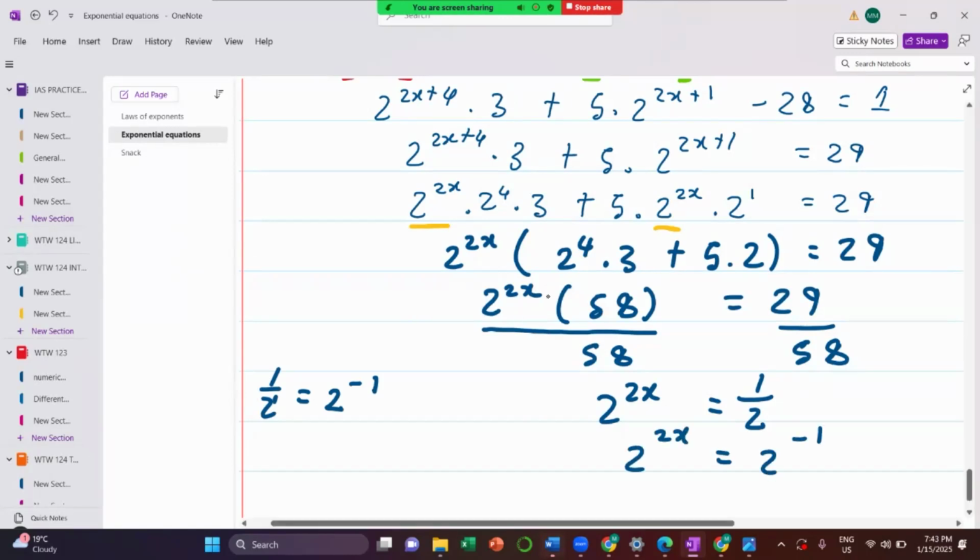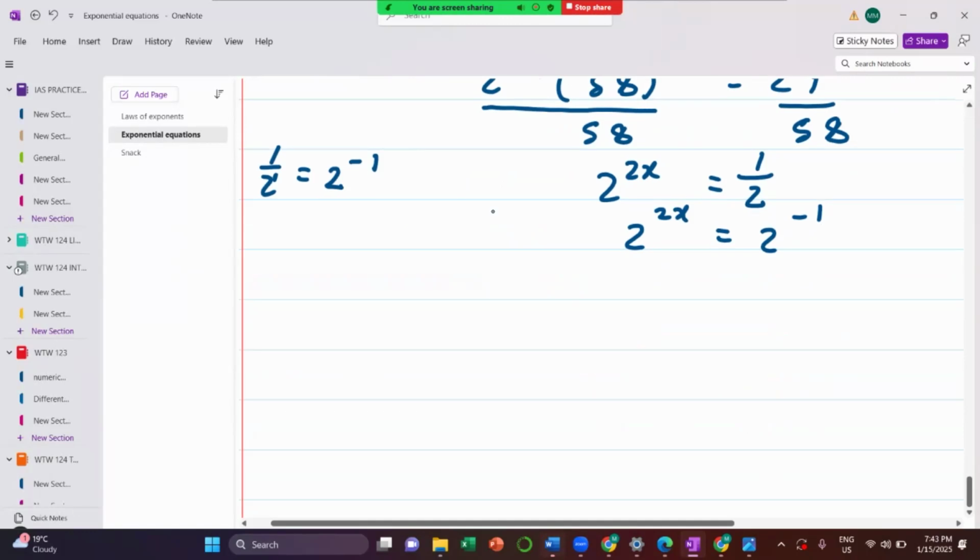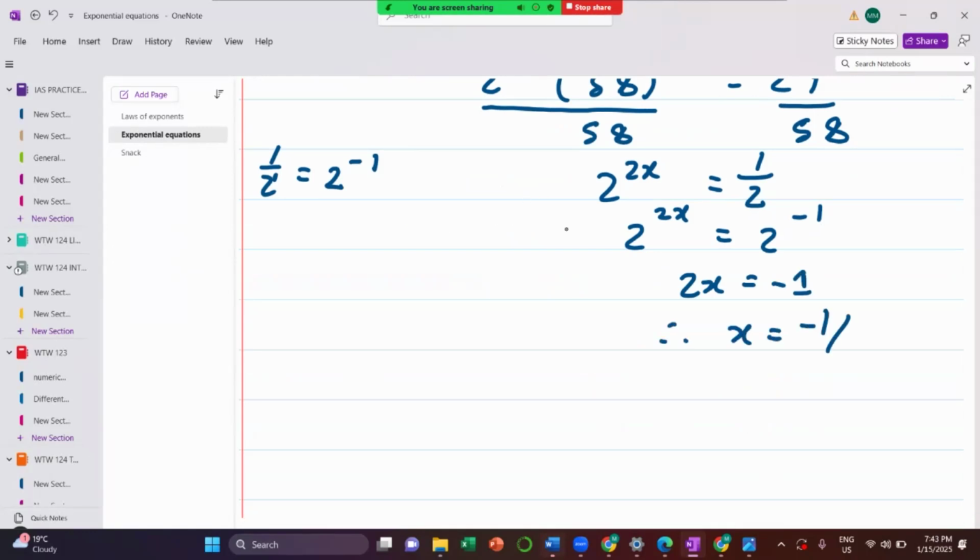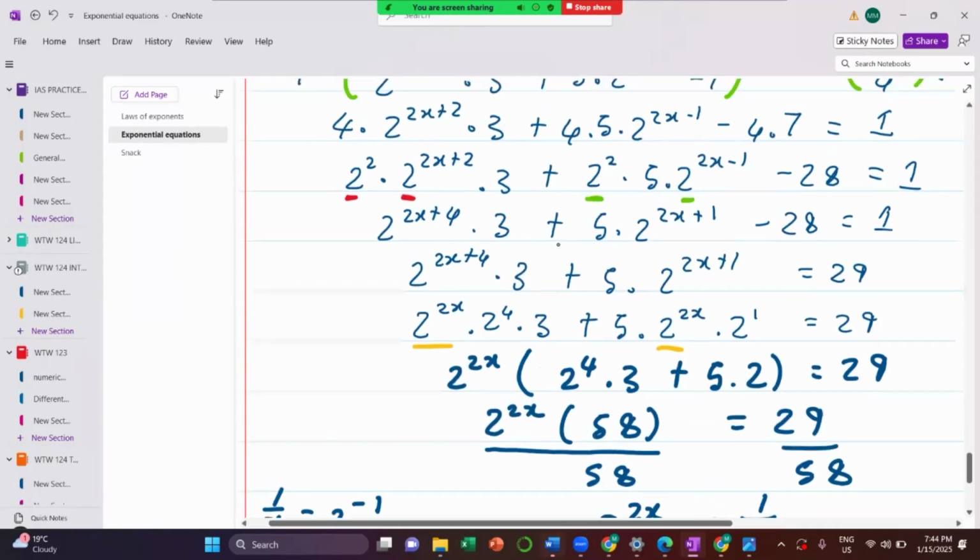And then I have the same bases, so I can equate the exponents. So I'm going to have 2x equal to negative 1. Therefore, x is equal to negative 1 over 2. So, guys, that is the solution to the problem.